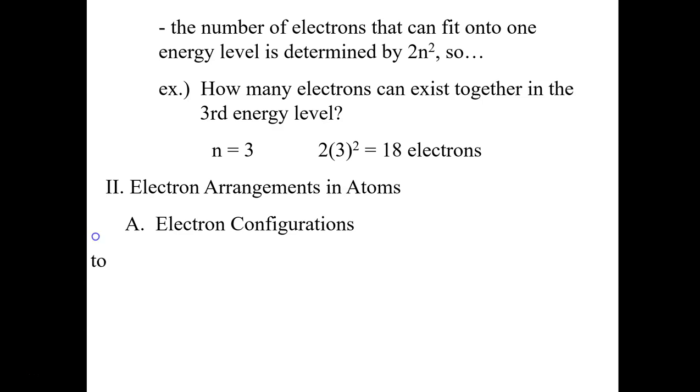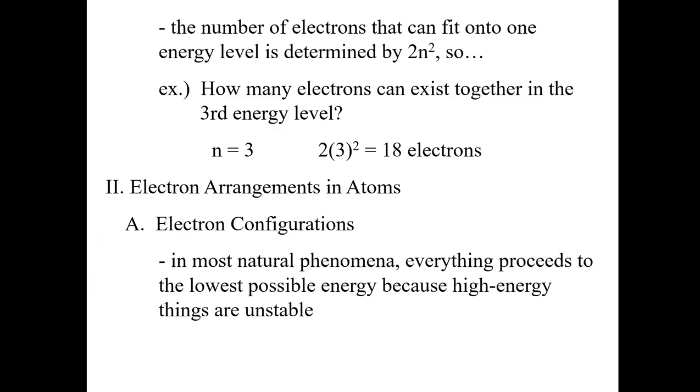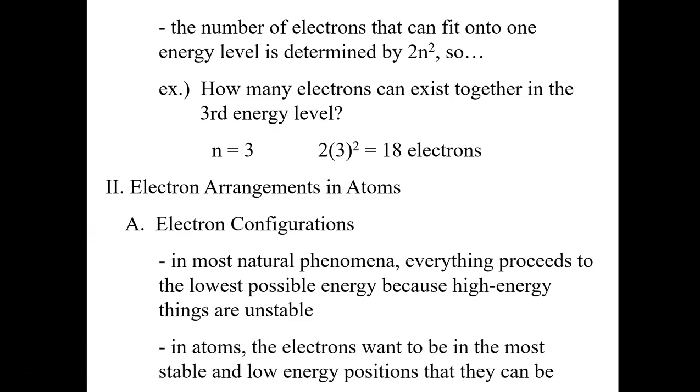All of the rules of electron configurations are based on one natural law, scientific law. And this law says that everything in nature wants to be at the lowest energy possible. Because lowest energy possible means the most stable. Things that are high energy are unstable. Well, electrons are no different. All right, electrons want to be stable. They're going to be in their lowest energy positions they can be.